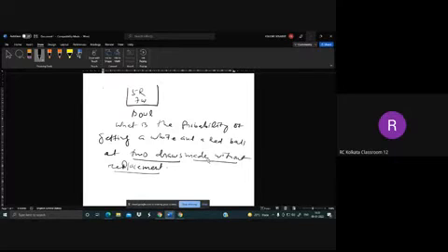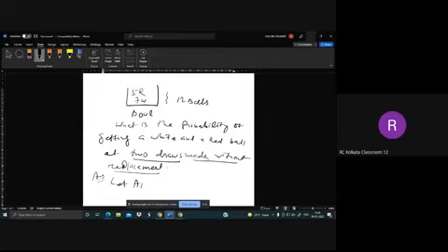Okay, now a box contains five red balls and seven white balls. So altogether, how many balls are here? 12. Yes or no? 12 balls. Yes, sir. Now, in those 12 balls, five are red and seven are white.